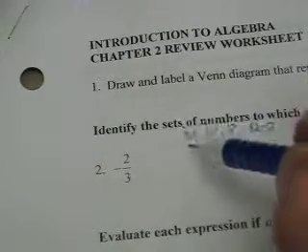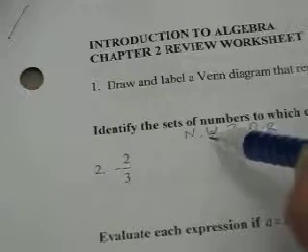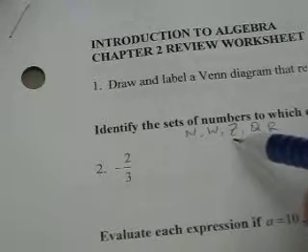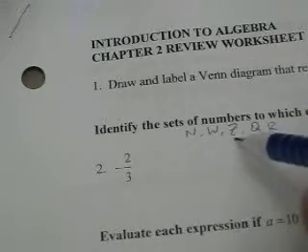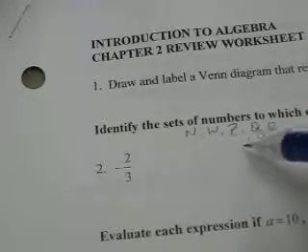So negative 2/3, is it a natural number? No, those are the counting numbers, 1, 2, 3, 4, 5. Is it a whole number? No, those are the natural numbers plus 0. Is it an integer? No, no fractions or decimals are going to be integers. Is it a rational number? Yes, we said a fraction is going to be a rational number.